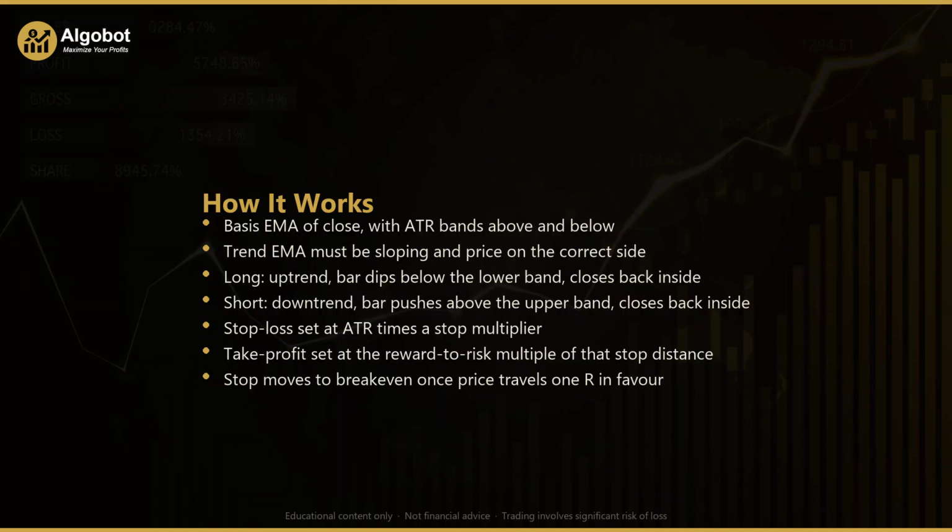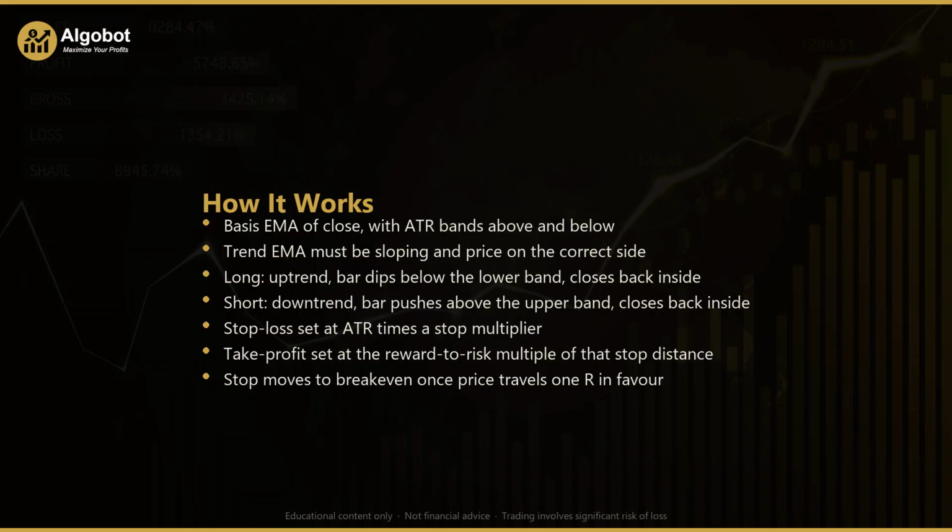Let's walk through the mechanics step by step. On every completed bar, the strategy recalculates three things: the basis line, the two channel bands, and the slower trend line. It also measures the slope of that trend line by comparing its current value with its value one bar earlier. From there, it defines two market states. An uptrend exists when the most recent close is above the trend line and the trend line is sloping upward. A downtrend exists when the close is below the trend line and the trend line is sloping downward. If neither condition is true, the market is treated as directionless and no new trade is considered.